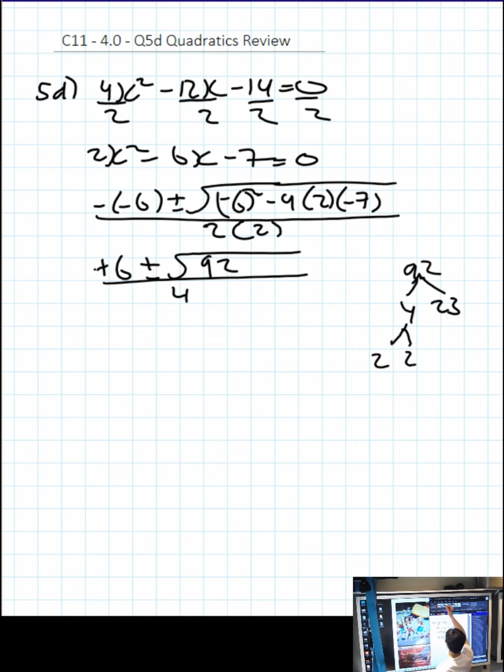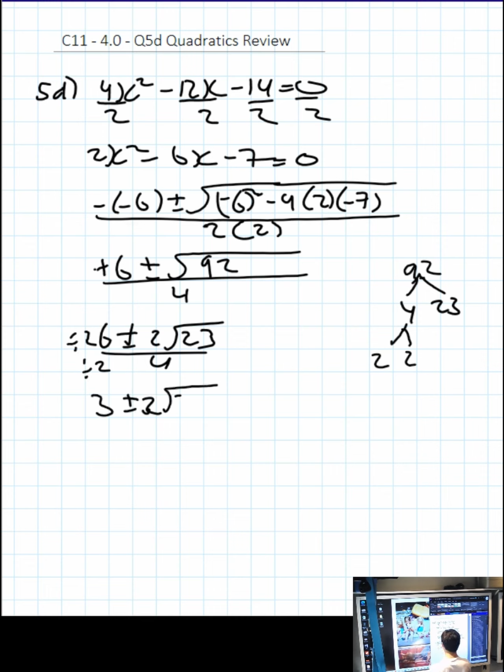So we can say, back to the left, 6 plus minus 2 root 23 all over 4. And we can divide the top and bottom by 2. If we divide the 6 by 2, we get 3. Good, we're going to get 3 plus minus root. Let's erase that. So we're dividing the top and bottom by 2. So if we divide 2 by 2, we get 1. So it's simply going to be root 23 all over 2.